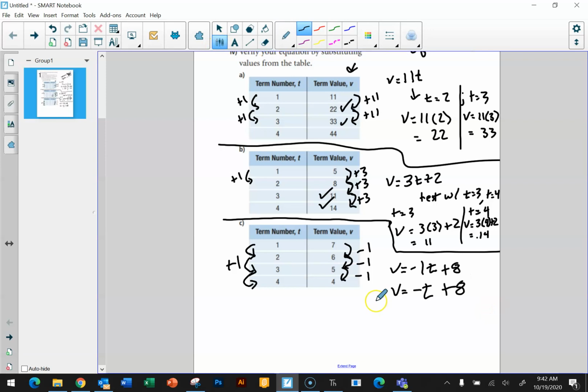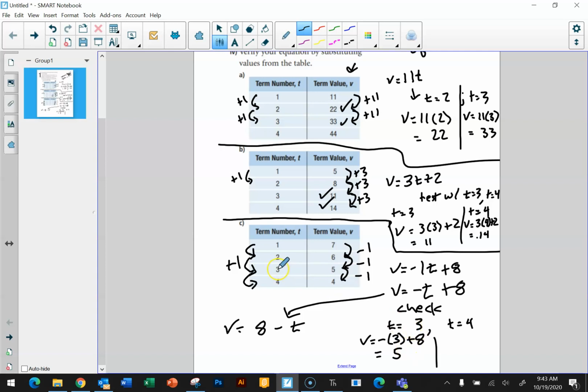So you could write it that way. The other way you could write it, and it means the exact same thing, it doesn't matter what order these things are in as long as the sign is the same. You could write this as positive 8 minus t, and you'd get the exact same answer. So let's check to see if this works. Let's check with t equals 3, and t equals 4. First t equals 3: v equals negative, and then t would be 3, right? Plus the 8. So -3 plus 8 equals 5.